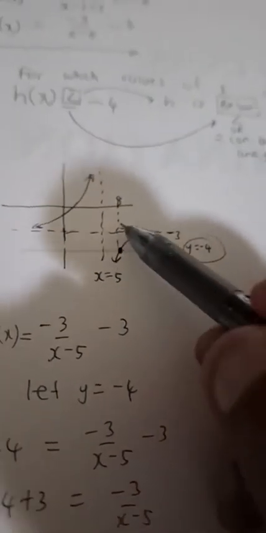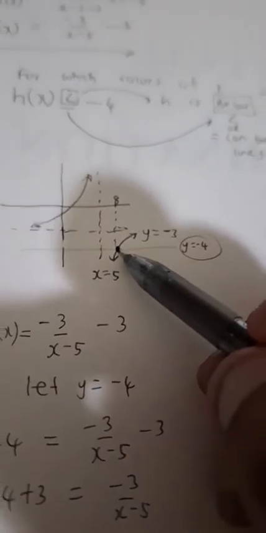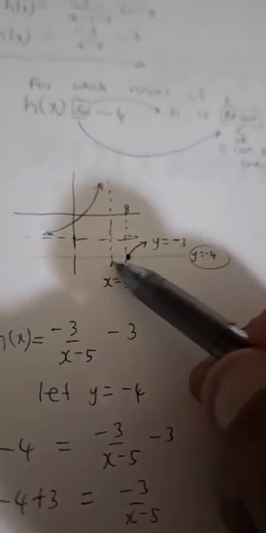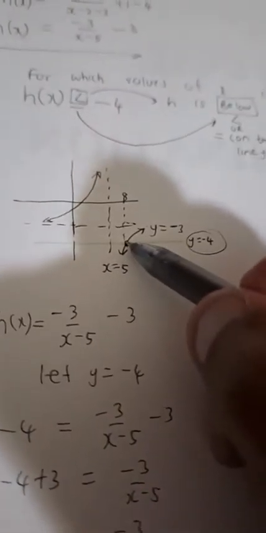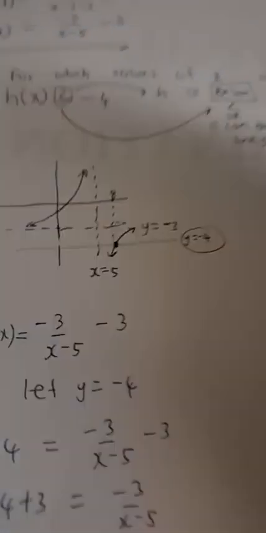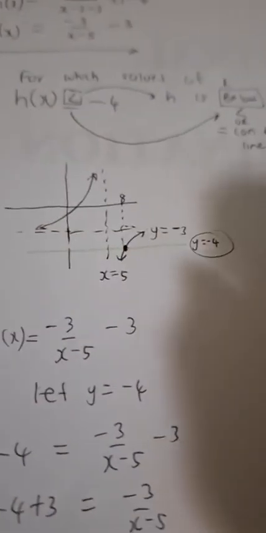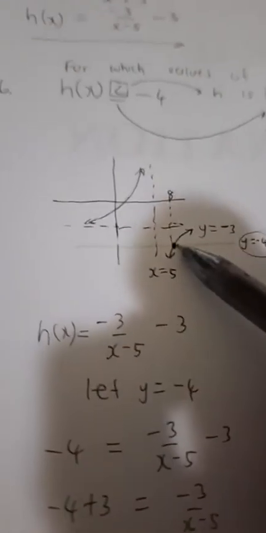So we know where the function is on the line y is equal to -4. We know the x value that shows us the function being on the line y is equal to -4. It is when x is equal to what? To 8. When x is equal to 8, the function of h is equal to -4. When x is equal to 8.